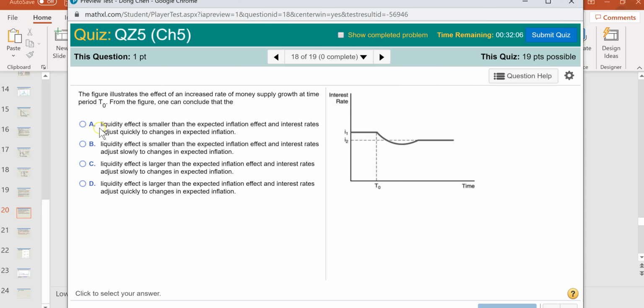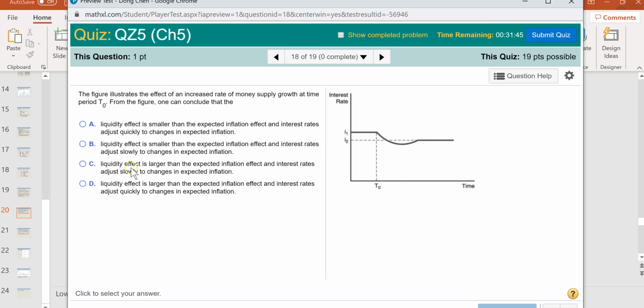Option A says the liquidity effect is smaller than the expected inflation effect, and interest rates... The liquidity effect must be greater than the expected inflation effect, because otherwise the interest rate will tend to go up. And hence B is also not correct.